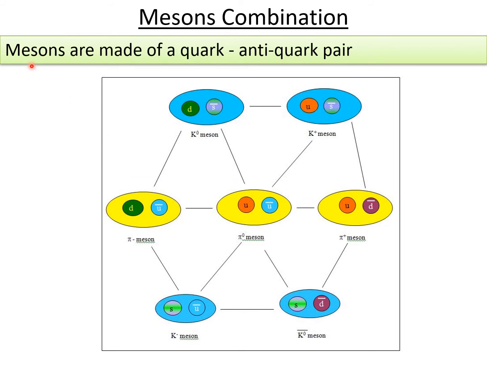Okay, now mesons are usually made of a quark anti-quark pair. So again, I don't expect you to memorize any of these names and what quarks combine to give you, say, a pi-0 meson. I just want you to be comfortable looking at these and saying, well, there's two quarks there, so it must be a meson.